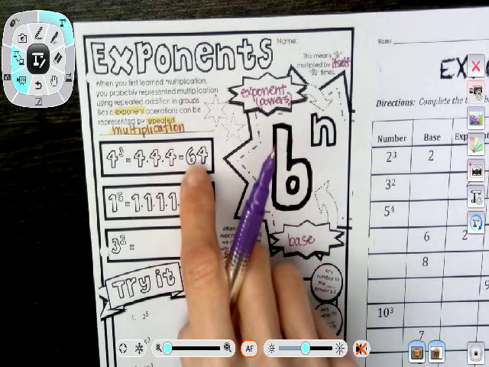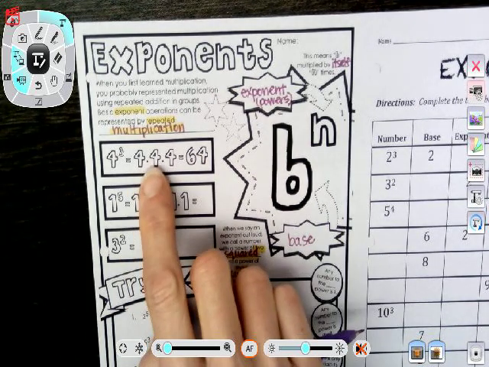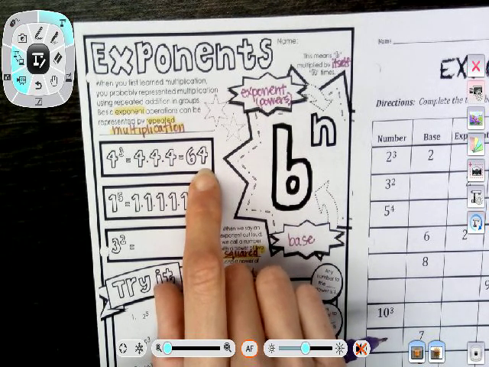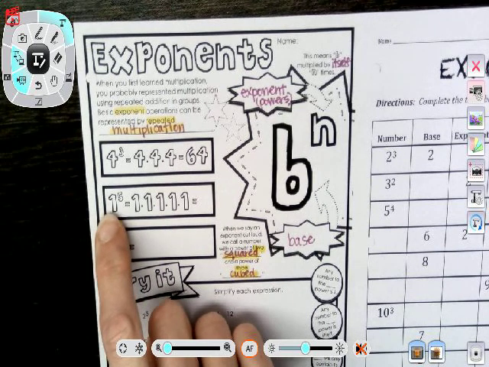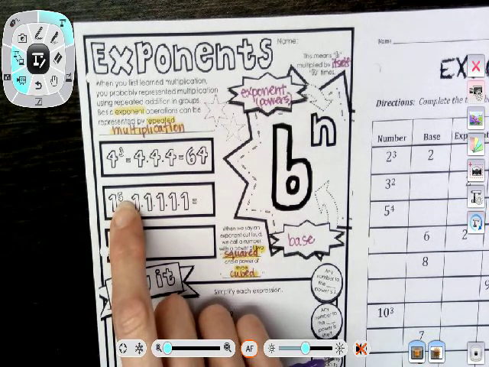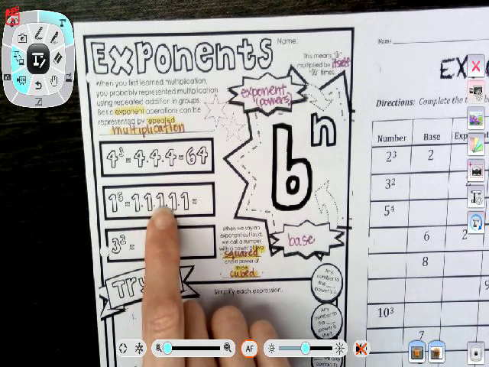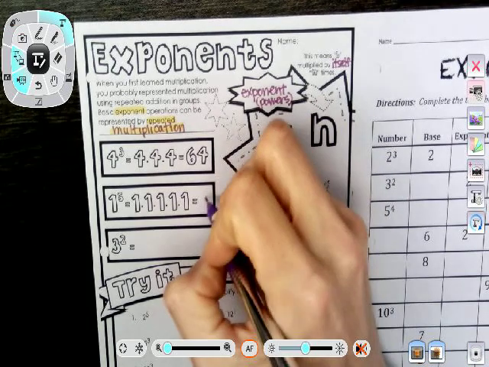It is not 12. 4 plus 4 plus 4 plus 4 is 12. But 4 times 4 times 4 times 4 is 64. And you can do that on a calculator if you want, or you can multiply it out. That means if I have 1 to the power of 5, that means 1 times 1 times 1 times 1 times 1. And 1 times 1 times 1 times 1 times 1, I bet we all know that the answer to that is 1.